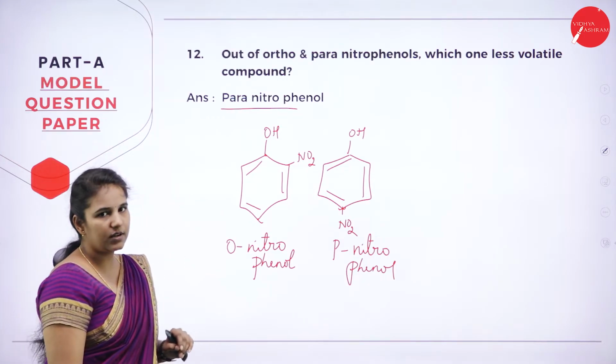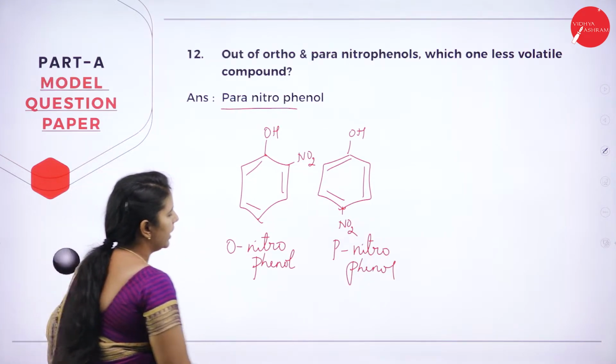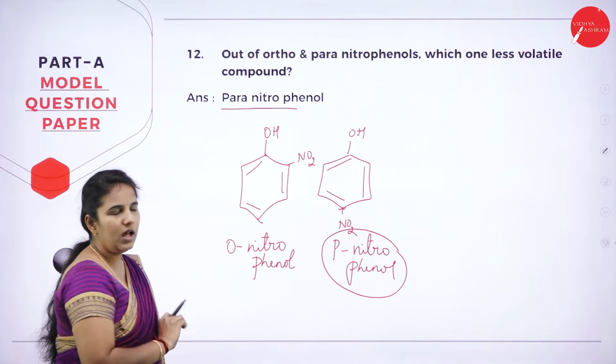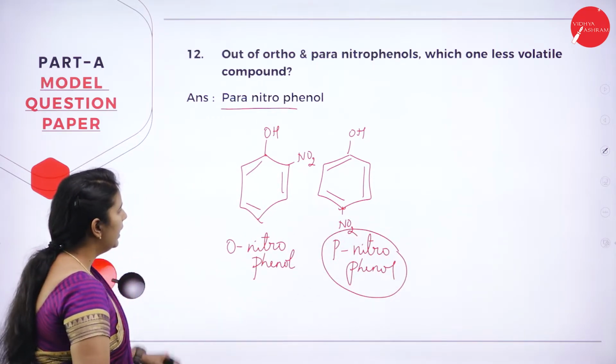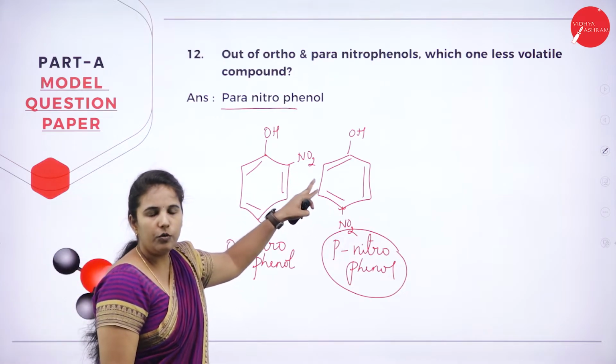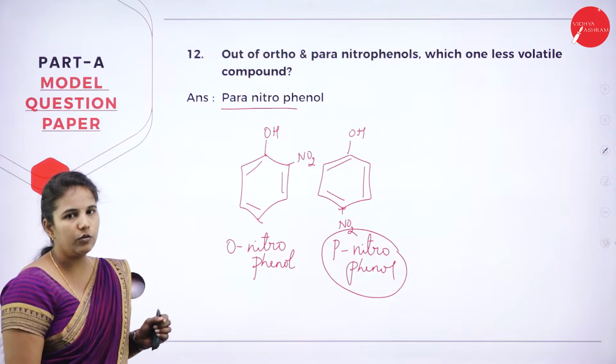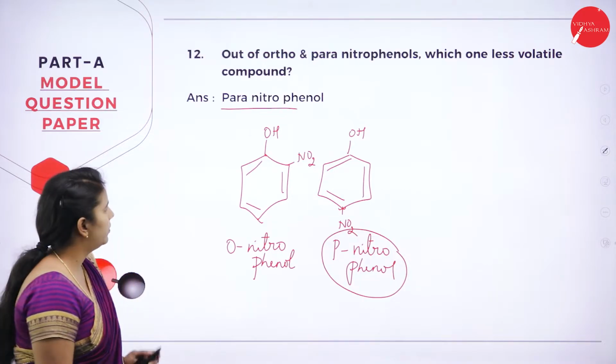If you look at the structure, you can clearly understand that paranitrophenol is less volatile when compared to the orthonitrophenol, where the nitro group is attached to the ortho position, whereas in this example, the nitro group is attached to the para position. Okay.